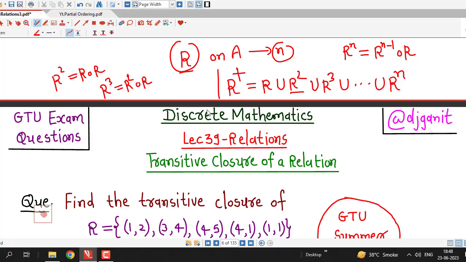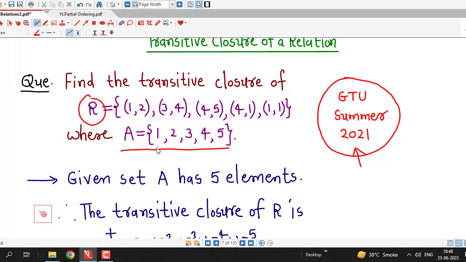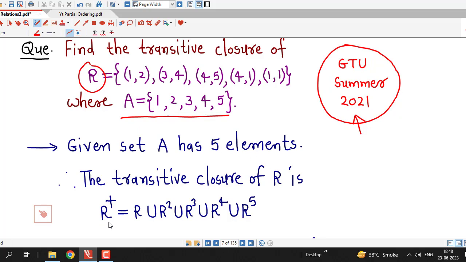So with this in mind, we are going to discuss this question on finding the transitive closure of this relation. This question was asked in GTU Summer 2021 exam. Here we have a set with 5 elements, and R is defined on this set, that is R is a subset of A cross A. As I discussed, the transitive closure of R is given by R plus equal to the union of R, R2, R3, R4 and R5, because set A has 5 elements, so we go up to the 5th power of relation R.